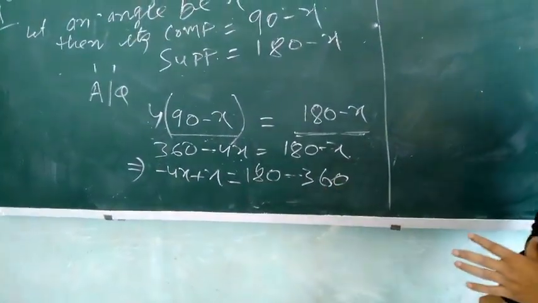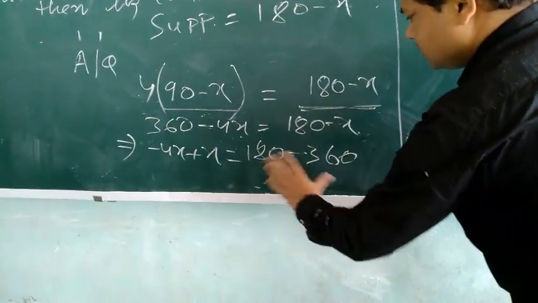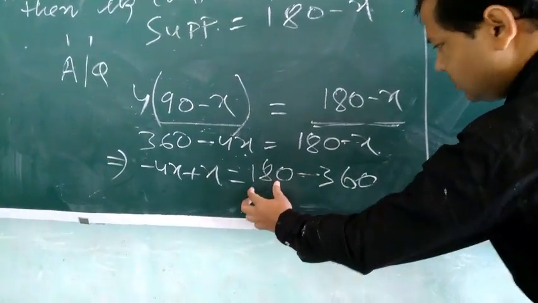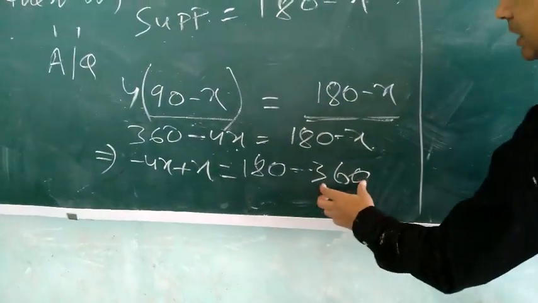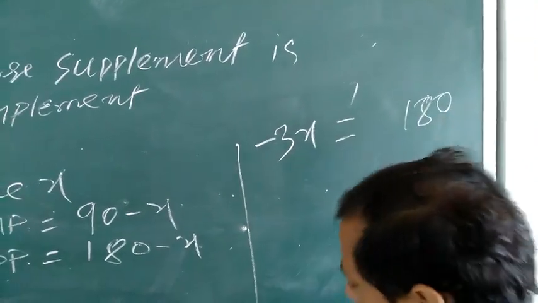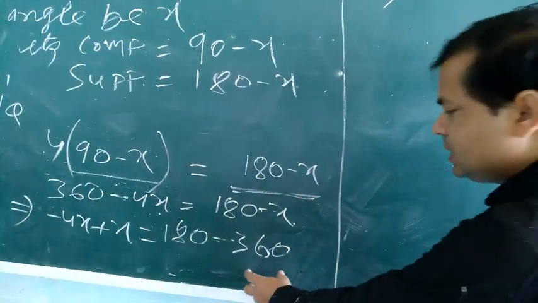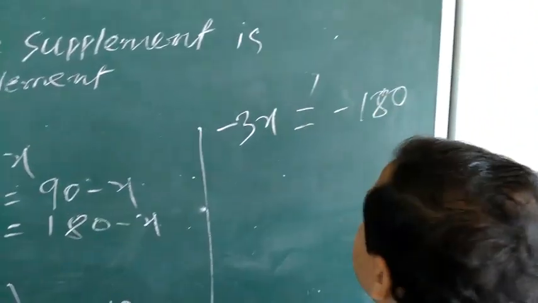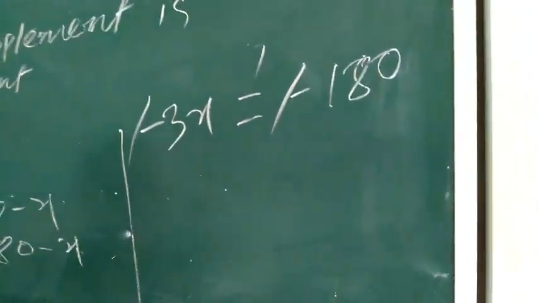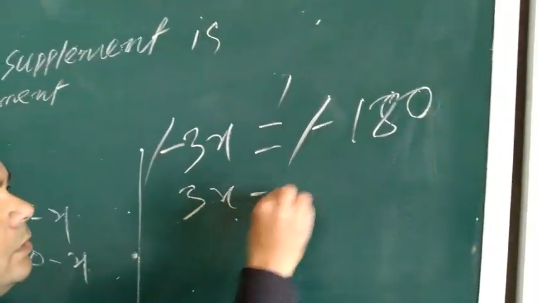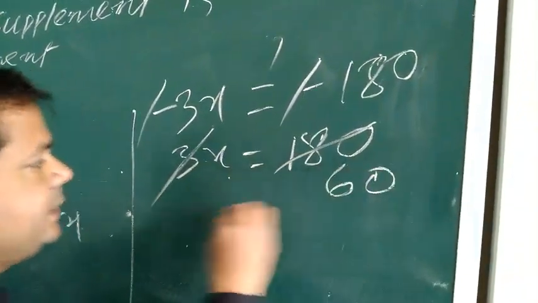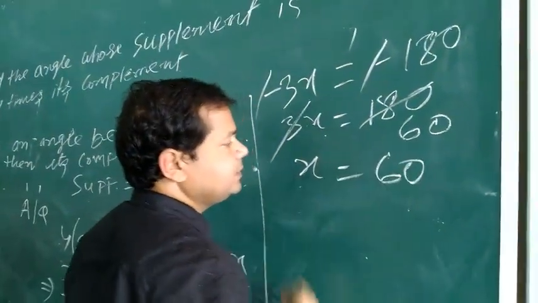Two different signs are present. So here, regardless of their sign, subtract the smaller integer from the greater integer. So 360 minus 180 becomes 180, and we have to put the sign of the greater integer, which is 360, and its sign is minus. So this implies 3x, the minus and minus signs get cancelled. So 3x equal to 180. So 3 sixes are 18, so x equal to 60 degrees. Okay.